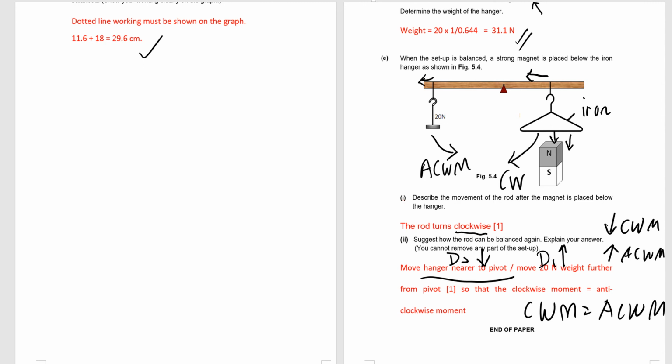And since the question asks you to explain your answer, you will say that when you move the hanger nearer to your pivot, you will decrease D2, clockwise moment will be smaller, and then the clockwise and anti-clockwise will be the same and you will balance again. But if you have chosen the other answer, you will say move the 20 Newton weight further, then you will explain by saying that your D1 will be bigger, your anti-clockwise moment will be bigger, and then you will be able to balance with the new clockwise moment.